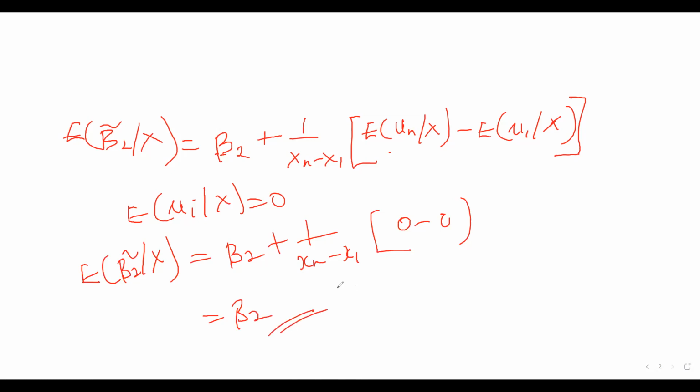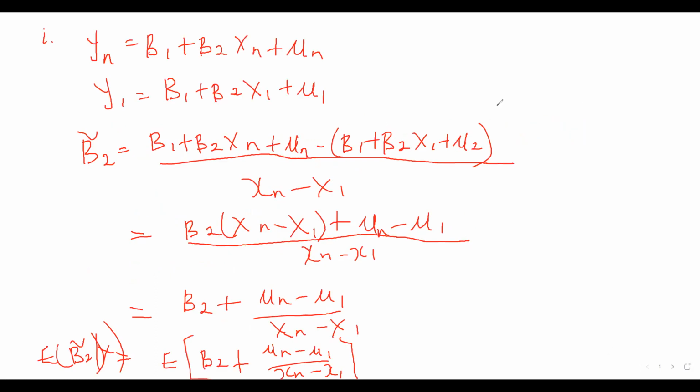So it shows that the estimator is actually unbiased. Yeah, the estimator is unbiased. So basically, we substitute for the y.